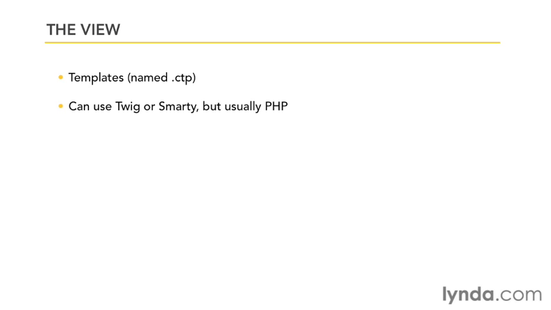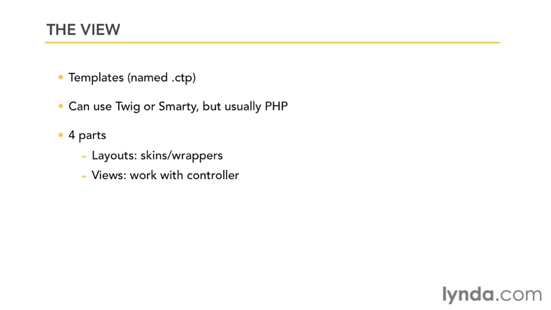If you want, you can use a template engine like Twig or Smarty, but typically they're written straight in PHP. There are 4 different types of view templates you can create. You can create layouts, and layouts are the skins or wrappers that you'll wrap around your application or parts thereof. Views work with the controller, and these will be specific actions inside of your application. For example, one view that we're going to create is the form, and another view you might create is the thank you page. Elements are little sub-applications that will show up within your application.